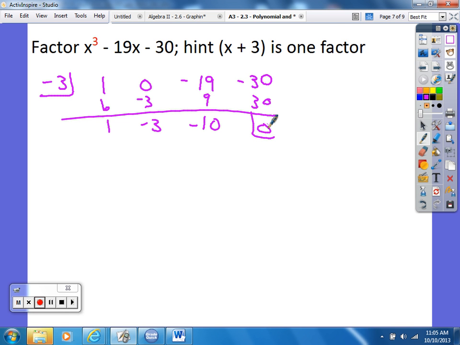So I'm going to rewrite this as x squared minus 3x minus 10, right? Okay, can you factor that using just regular factoring skills? Okay, go ahead and factor it. Remember, when you're factoring, you're asking yourself, what times what is negative 10, but adds to negative 3.